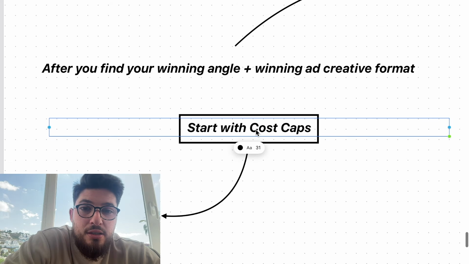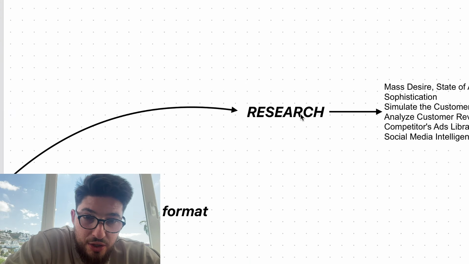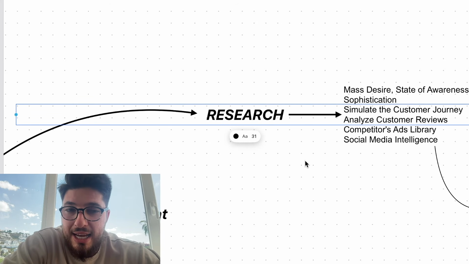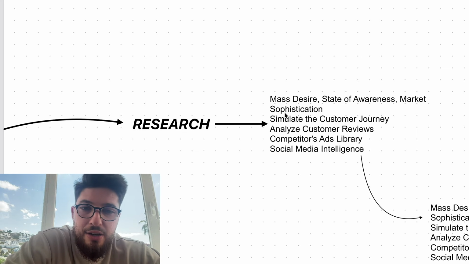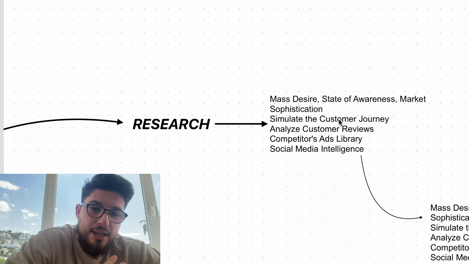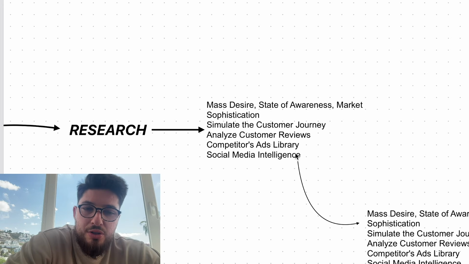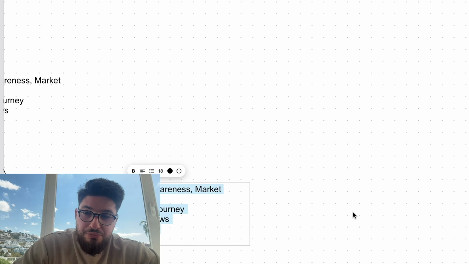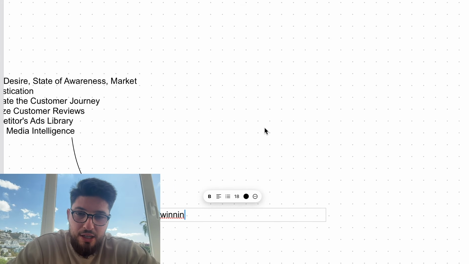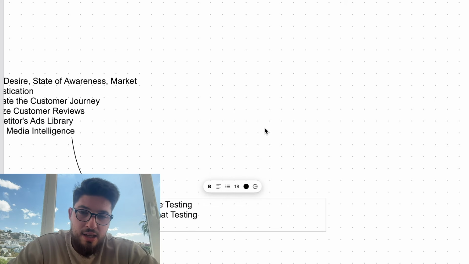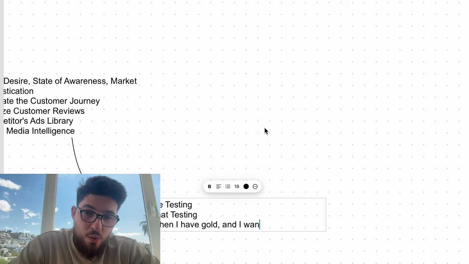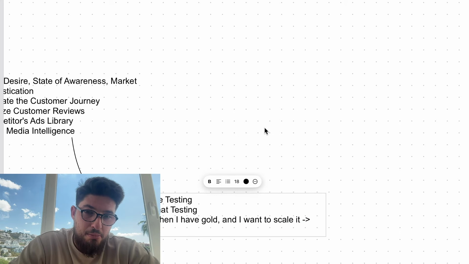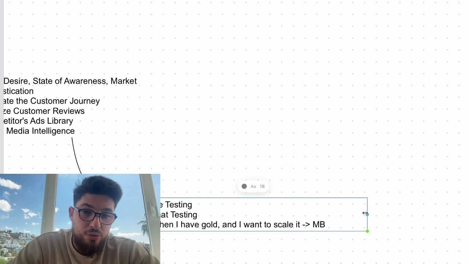Before going into this, do your research. Okay? Do your research exercises. Find the mass desire, the sophistication of your market, simulate the customer journey, look at customer reviews, competitor drivers, and social media intelligence. With all of these things, find winning angles, go through angle testing, go through format testing, and now when I have gold and I want to scale it, manual bidding, okay?